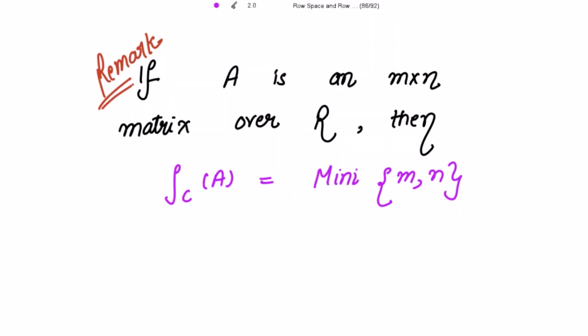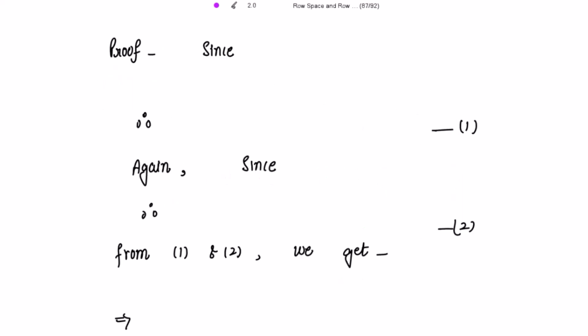Next, we need to prove this remark. If A is an m by n matrix over reals, then the column rank of A is less than or equal to the minimum of m or n, where m is the number of rows and n is the number of columns. Please take this as your remark also. Now what is given to us? An m by n matrix is given to us.